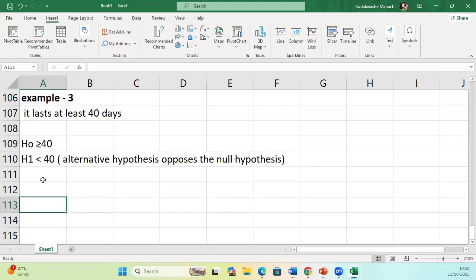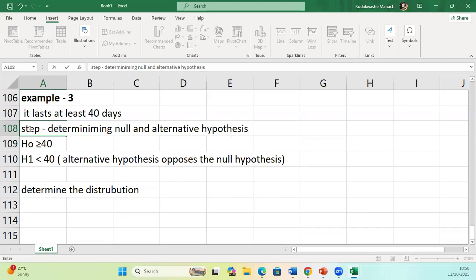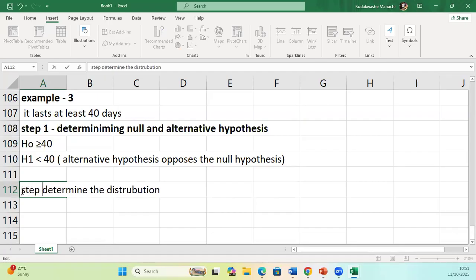Then from there, let's move to the next part, which is determining the distribution. That's step number 2. So this was step 1. In the exam, you can actually write step 1, determining the null and alternative hypothesis. You can highlight that's your first step. Then after that, you move on to step number 2, determining the distribution.